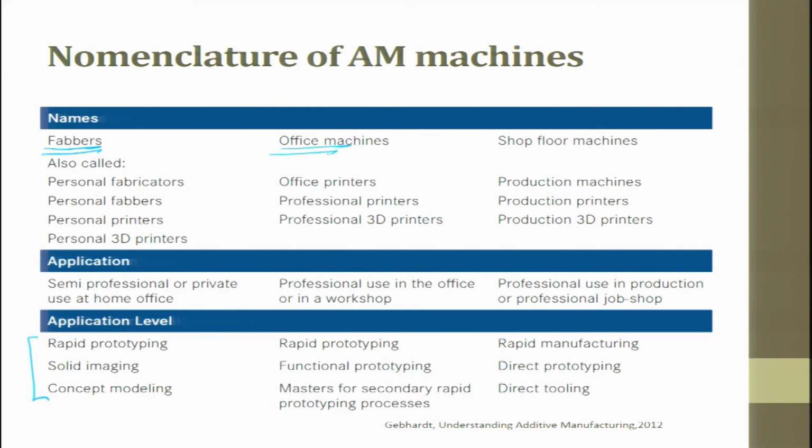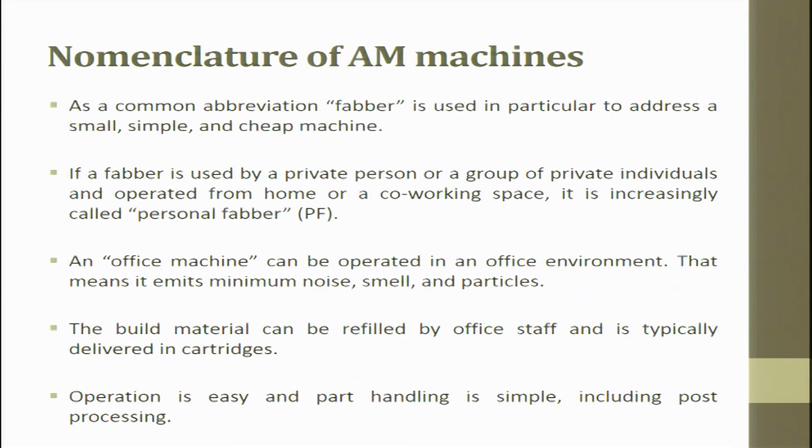When we talk about shop floor machines, the production machines or production printers, the applications are professional use in production or professional job shops. They can be used for rapid manufacturing, direct prototyping and direct tooling. So, these are the places where shop floor machines can be used. The common abbreviation Faber is used in particular to address a small, simple and cheap machine, you can say an economic machine.